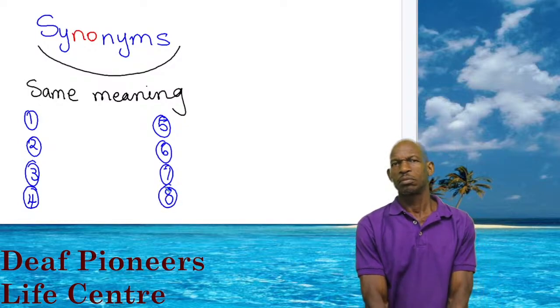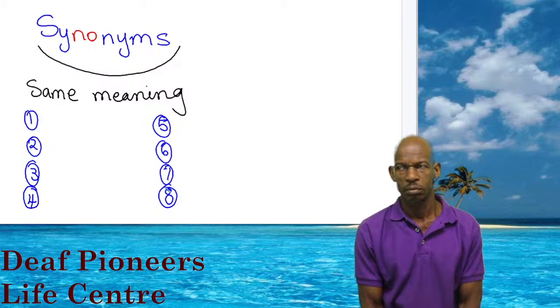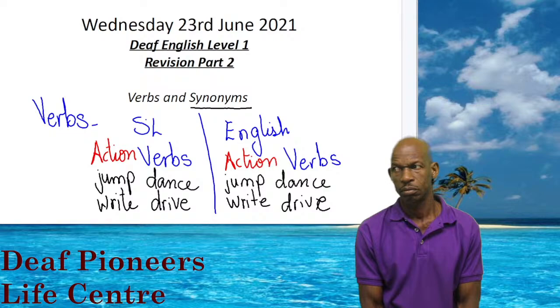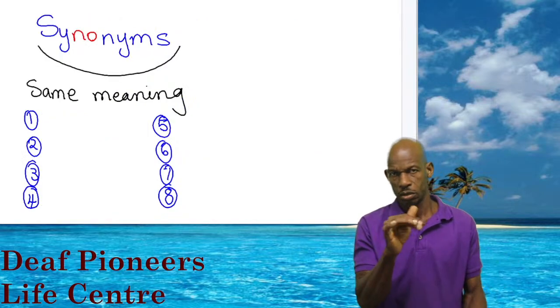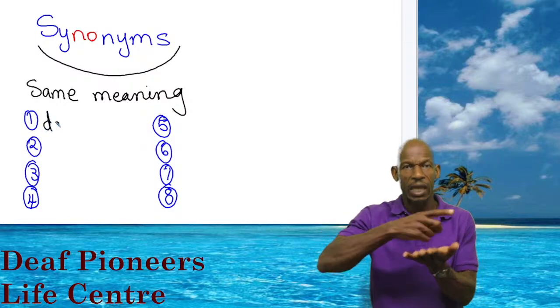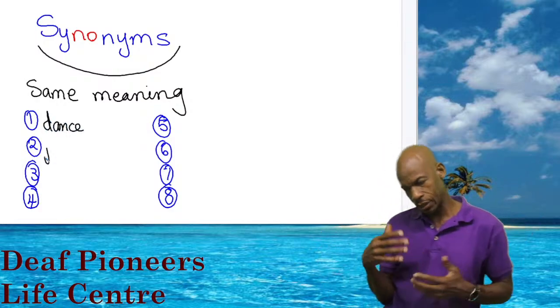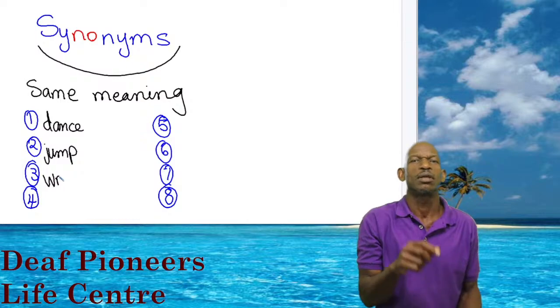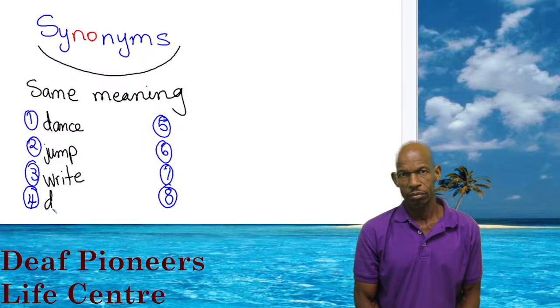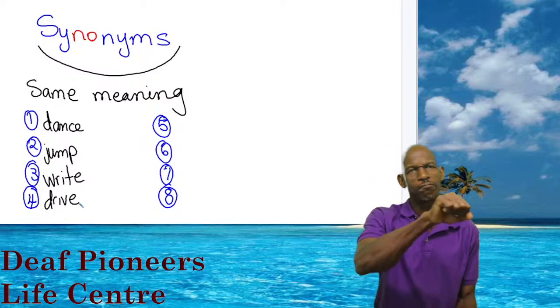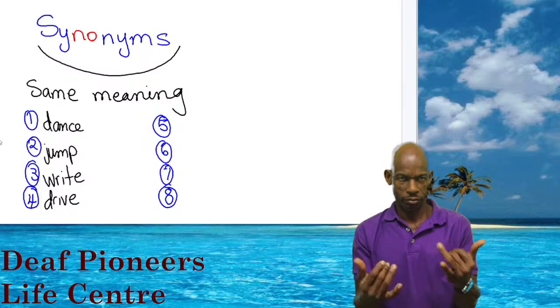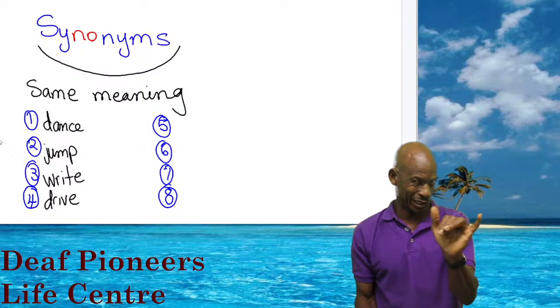So what we're going to do is have one word, and some of the words that you all gave me as we began the lesson are jump, dance, write, and drive. So we're going to use those: dance, jump, write, and drive. We want to see if we can get other words that mean the same.